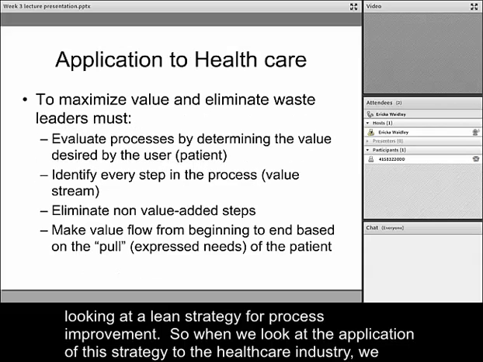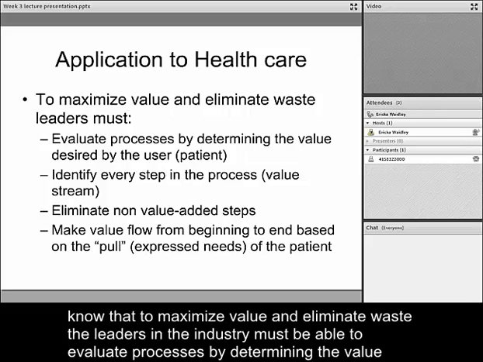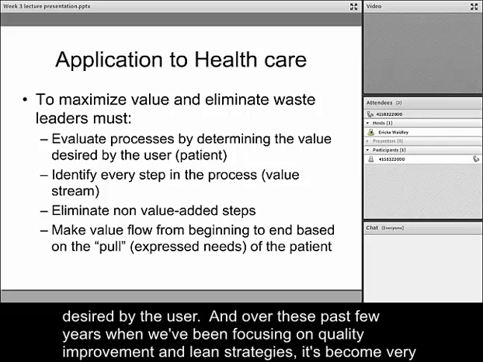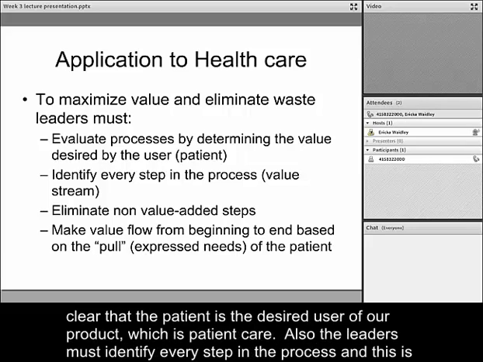So when we look at the application of this strategy to the healthcare industry, we know that to maximize value and eliminate waste, the leaders in the industry must be able to evaluate processes by determining the value desired by the user. And over these past few years, when we've been focusing on quality improvement and lean strategies, it's become very clear that the patient is the desired user of our product, which is patient care.